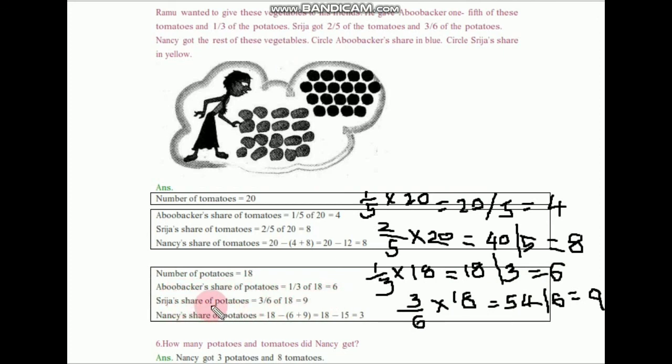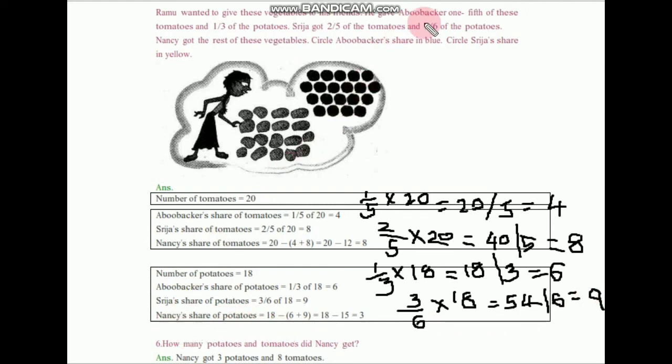And now Srija's share of potatoes is equal to 3/6 of 18. So 3/6 into 18. So 18 multiplied by 3. 18 threes are 54 and divide by 6. So 6 nines are 54. If we divide 54 by 6, we will get 9 as the quotient. So 9 is Srija's share of potatoes.